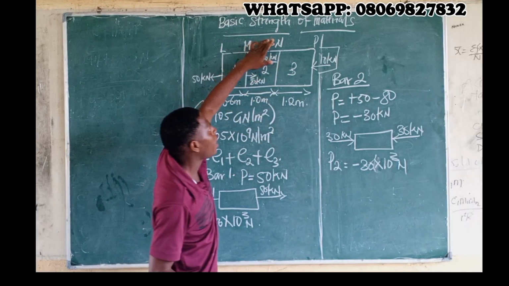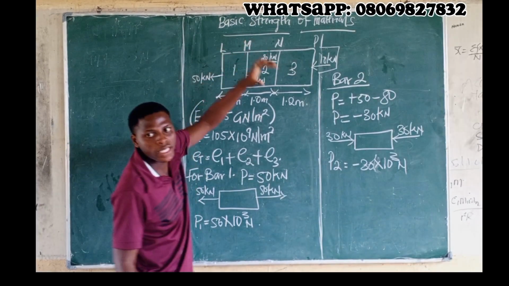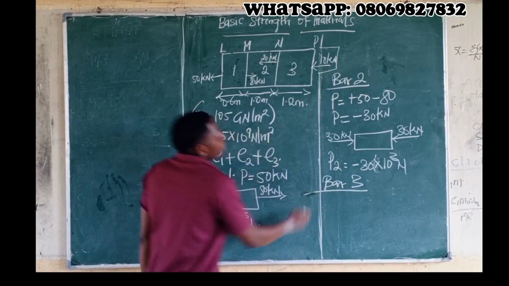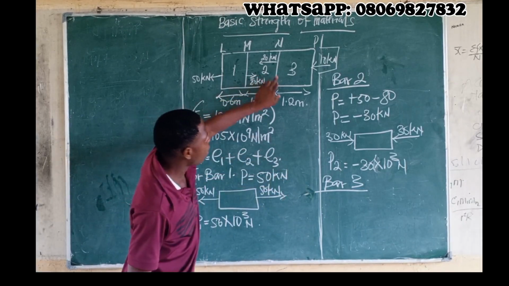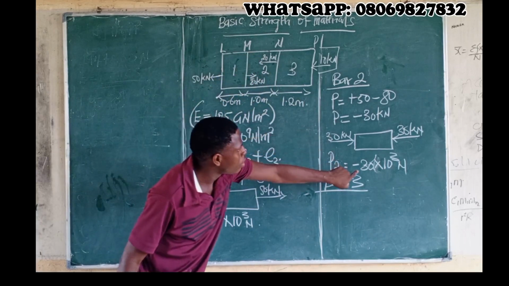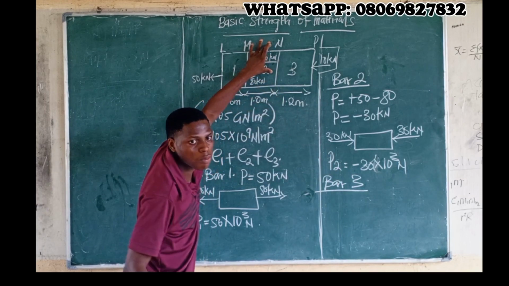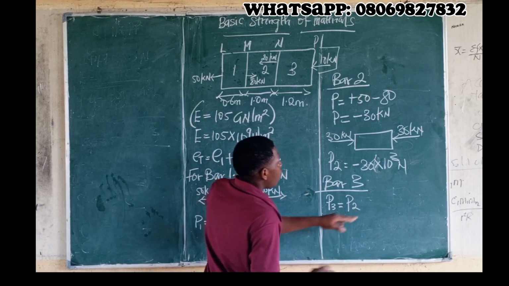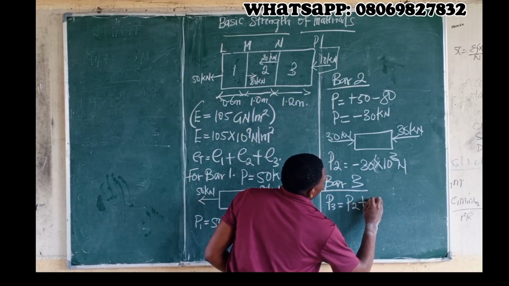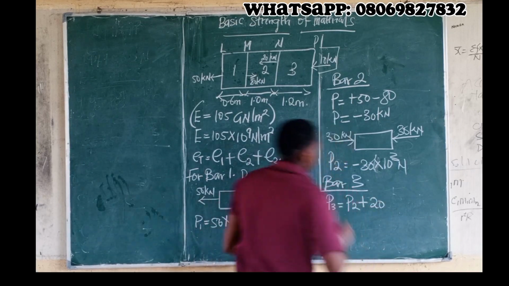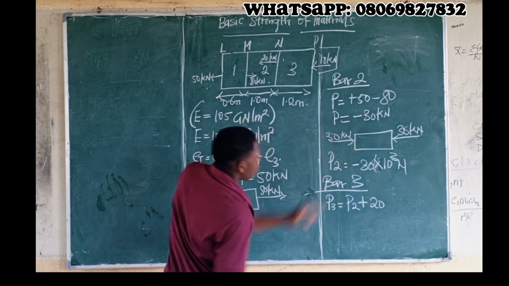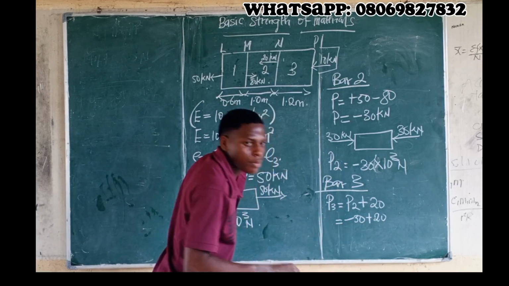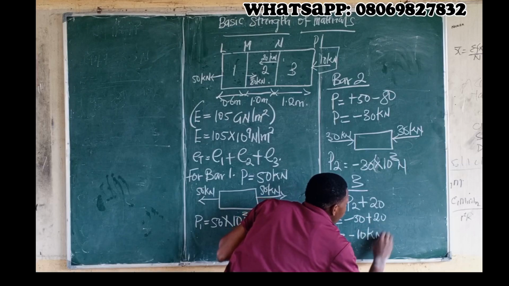For bar 3 we have N and P. What is the force you are considering there? 20, and 20 is positive. Now for bar 3, what's our P for bar 2? Minus 30. And the force we are seeing here is a tensile force, a positive force. So to get P3, P3 is equal to P2 plus 20. We know P2 is minus 30, so minus 30 plus 20. What is minus 30 plus 20? Minus 10.